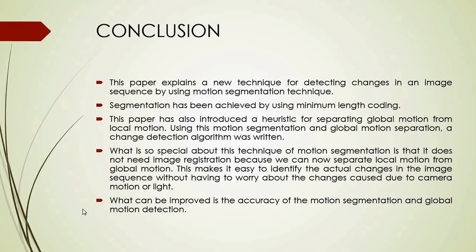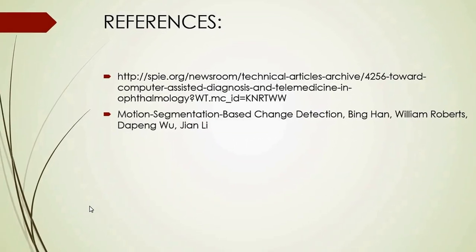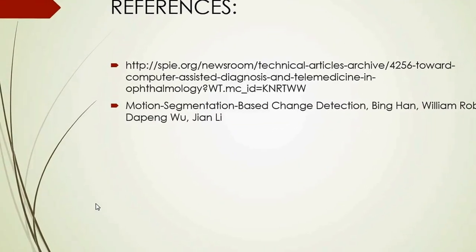What we can improve in this process is the accuracy of calculating the motion segmentation and global motion detection. We could even include the texture of the images while calculating the motion segmentation and global motion segmentation. This is the paper where I picked up my material from.